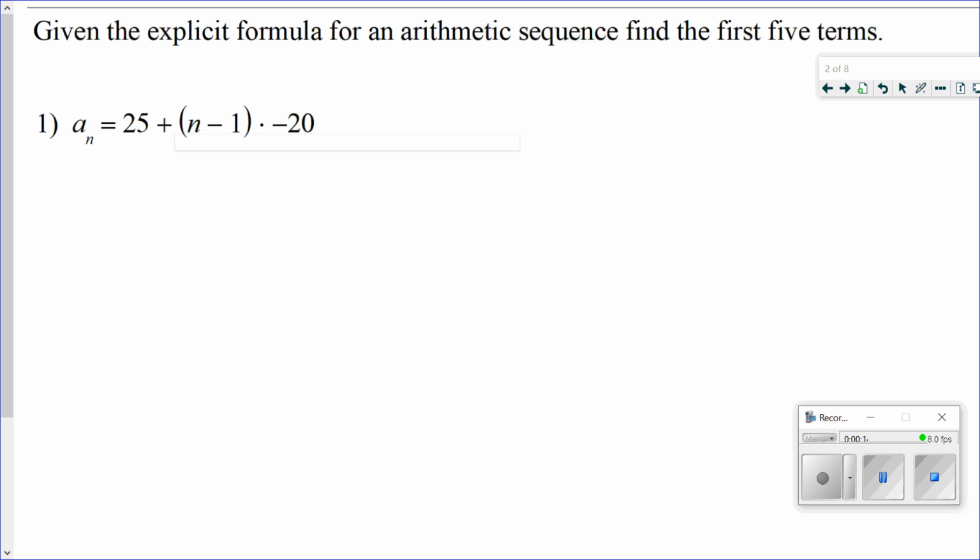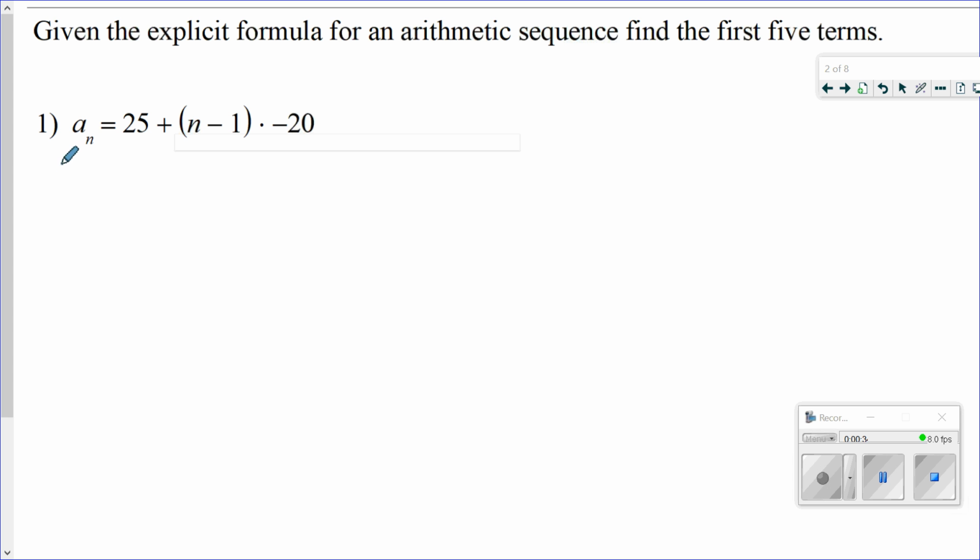So let's begin. Starting with the explicit formula, since we're doing 5 terms, we're going to plug in those actual numbers, 1, 2, 3, 4, and 5, for n, and find out what that's going to be. So first we're going to do 1.